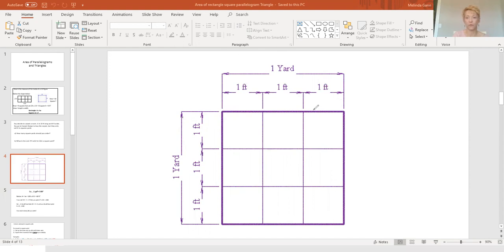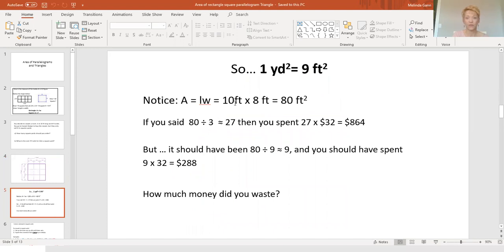So that would be like 1 foot, that'd be a foot, and that'd be a foot. And the same thing here. So look what that means. This little square is a square foot because it's a foot wide and a foot long. But look, 1, 2, 3, 4, 5, 6, 7, 8, 9. There are 9 square feet in a square yard. So look at the problem. You found 10 feet times 8 feet was 80 square feet.